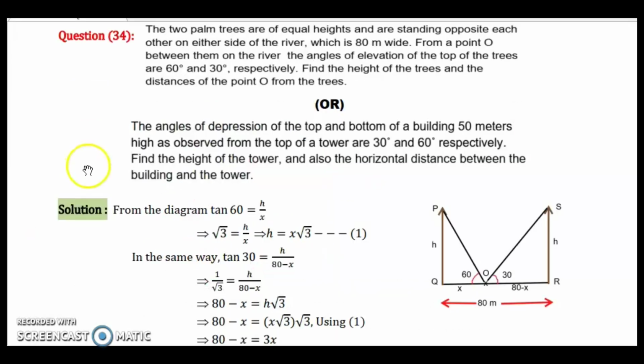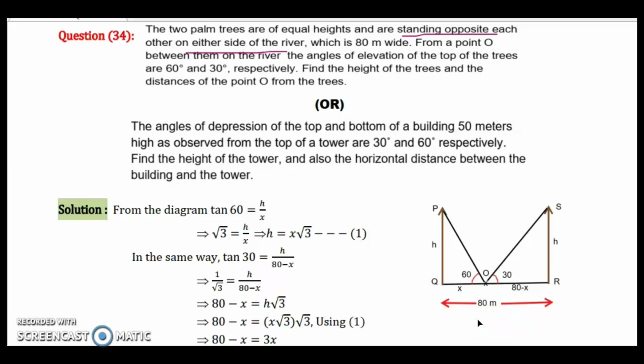Okay. Let's move on to the next question. Question number 34. Two palm trees of equal heights. Let us take h as the height of the palm trees, which are standing opposite on either side of the river. Therefore this is the river, which is 80 meters wide, which is given to be 80 meter wide.